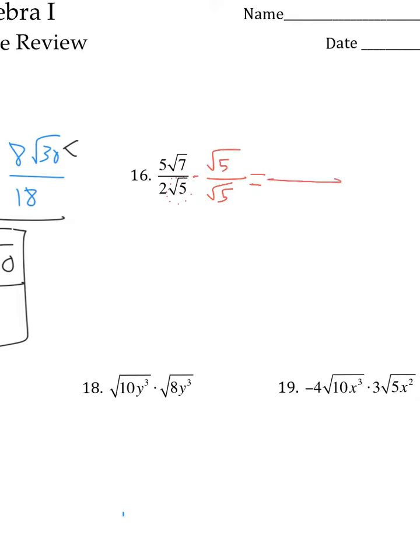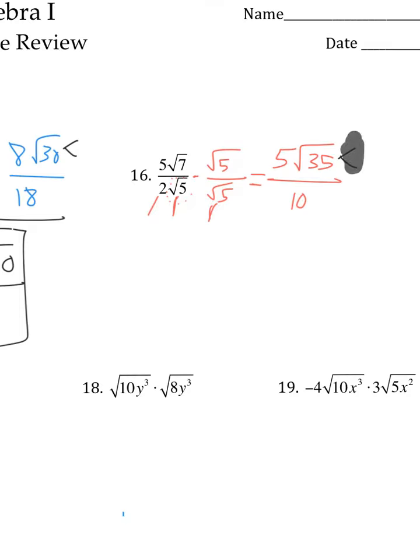On bottom, that leaves me with square root of 5 times square root of 5, which is 5, and times 2 gives me 10. And then on top, I have square root of 35, and then I still have the 5. I got to leave radicals separate from numbers. And there's no perfect square that goes into 35, so I can leave it.